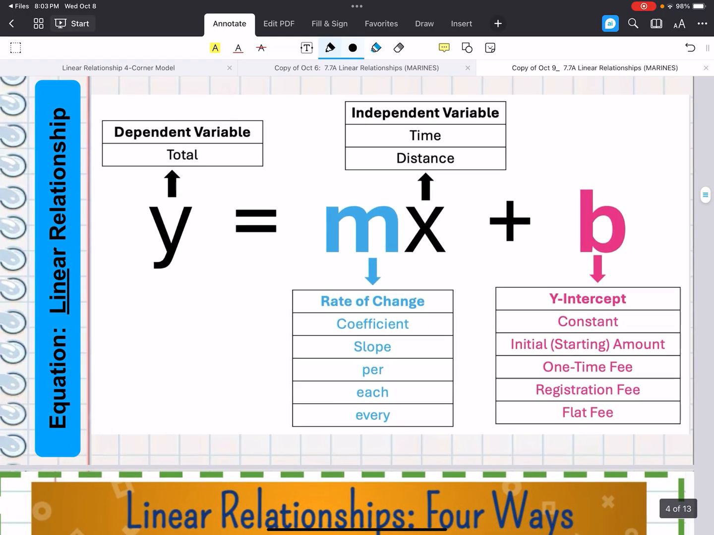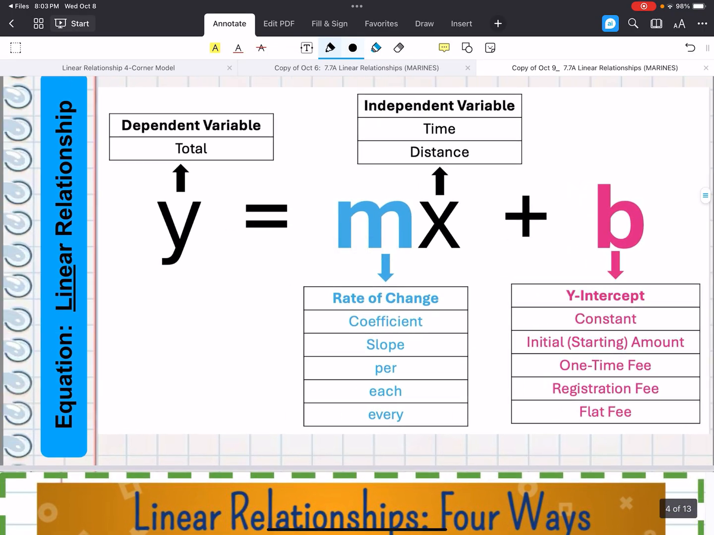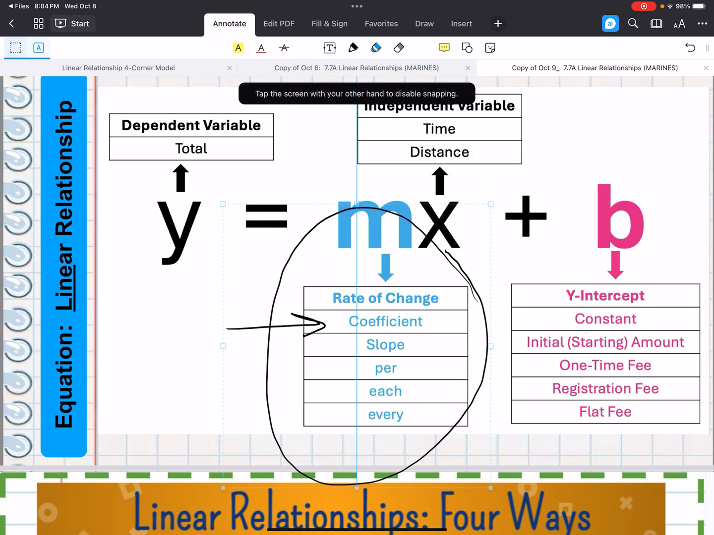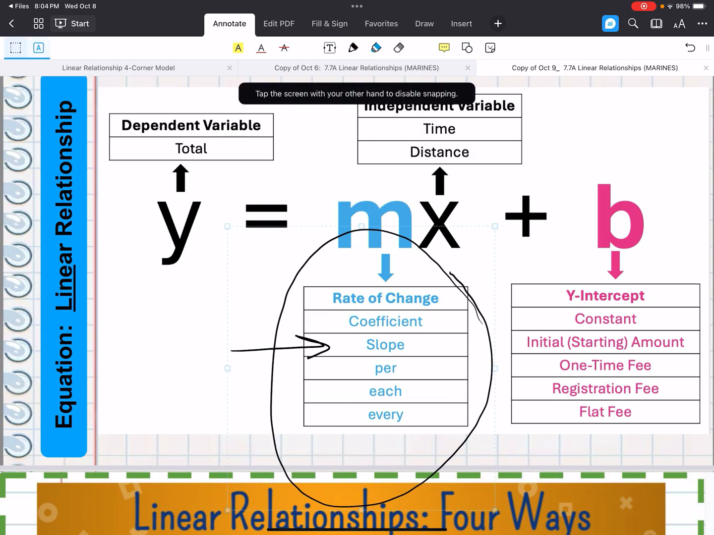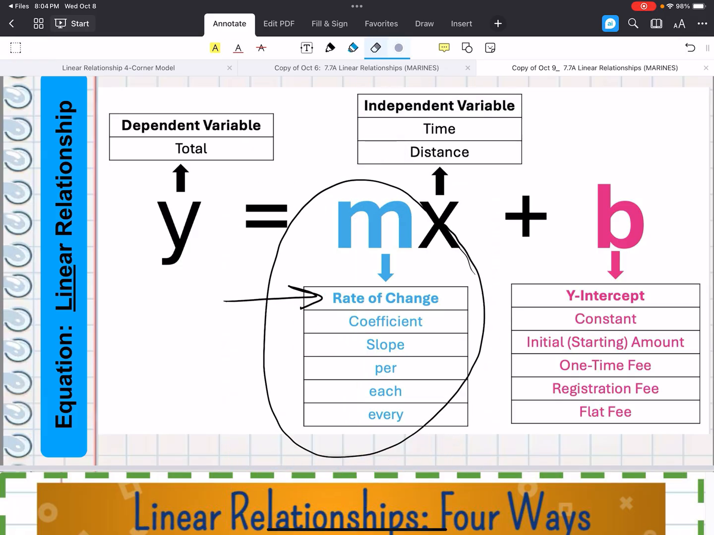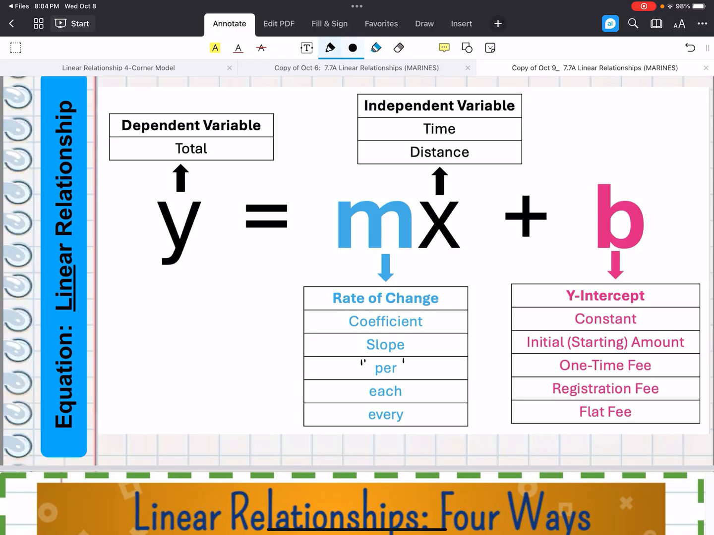Now, remember, for linear relationships, we are still using y equals mx plus b, where m is the number that you're multiplying by. We call that our rate of change. We also call that our coefficient. It can be called the slope. And then you also have your keywords of per, each, and every. Of course, there are others, but these are 3 of the main keywords we use when identifying our rate of change.